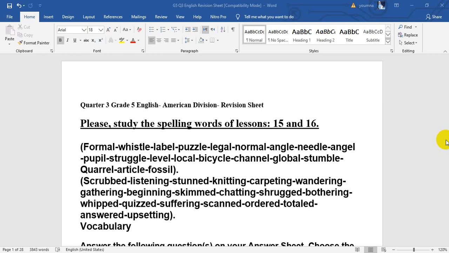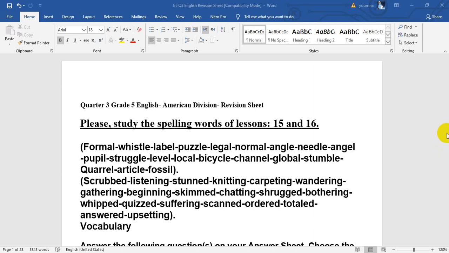And then we will move to the spelling words of lesson 16. They are words that end with ed or ing as a suffix. Scrubbed, listening, stunned, knitting, carpeting, wandering, gathering, beginning, skimmed, chatting, shrugged, bothering, whipped, quizzed, suffering, scanned, ordered, totaled, answered, and upsetting.